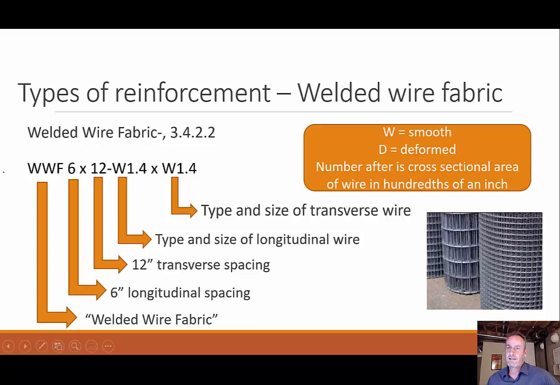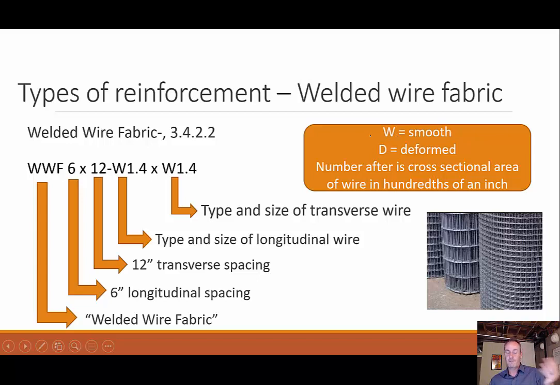And you'll see this designation to name a welded wire fabric, like a WWF 6x12 W1.4 by W1.4. Now what that means is WWF is just saying welded wire fabric, so that's saying what it is. 6x12, 6 is longitudinal, 12 is transverse, so it's 6 inches one way, 12 inches the other. And then the W1.4 by W1.4, W is the type, meaning smooth. It's either going to be smooth or deformed.